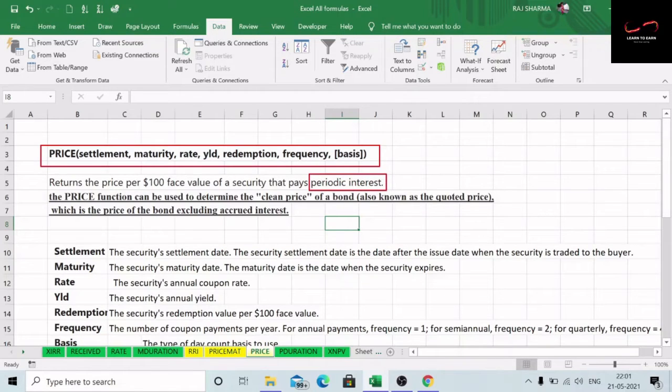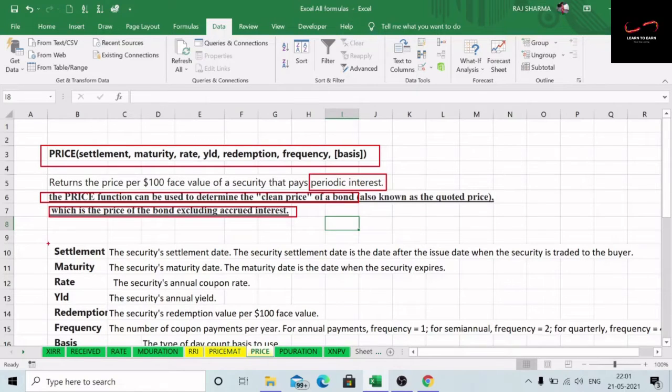Now this particular price formula is useful only when the security is paying periodic interest. So that means the coupons are being paid in between, and the price function can be used to determine the clean price of a bond. Now what is the clean price of the bond? Where the accrued interest is not taken into consideration. So the price of the bond excluding the accrued interest is called clean price. Now let us move ahead.